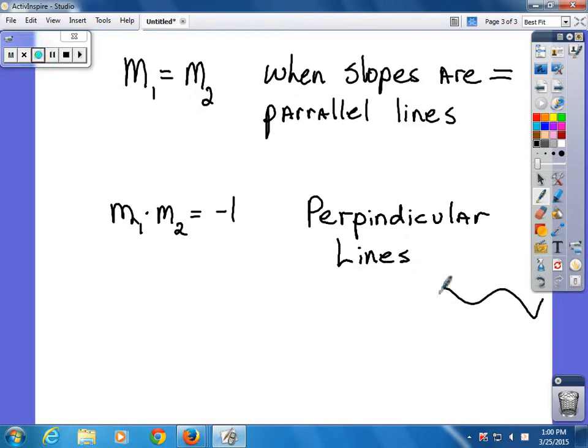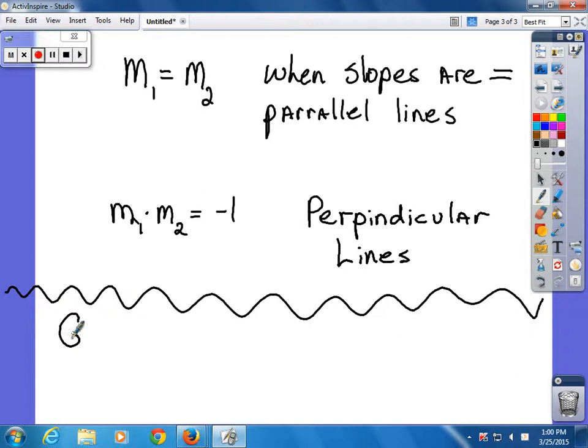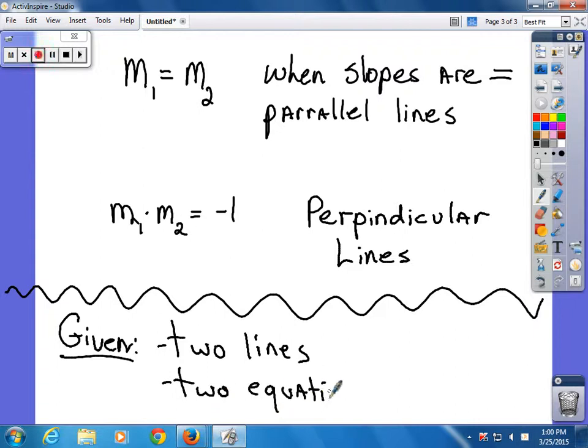Now, basically, whenever you do this kind of work, you're going to be either given two lines, or you're going to be given two equations. Or in some instances, you may be given two sets of points. You're going to be given one of these things, and they're going to ask you, are the lines parallel or perpendicular? Okay? So let me give you an example of that.